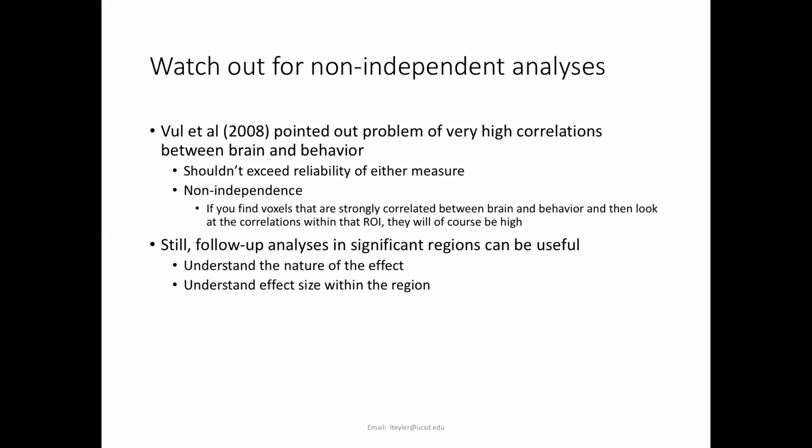So there were some problems with the literature, and people were doing this kind of double dipping or non-independence, or what they called voodoo correlations. And so it's important to watch out for that kind of analysis and not do it.